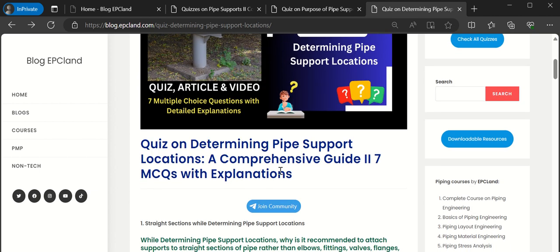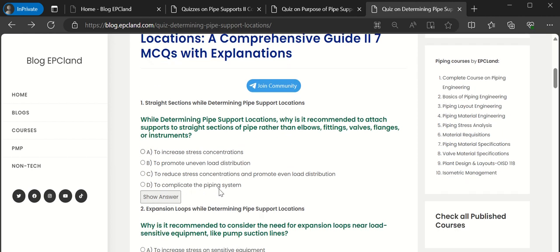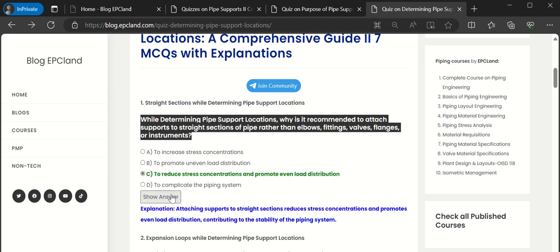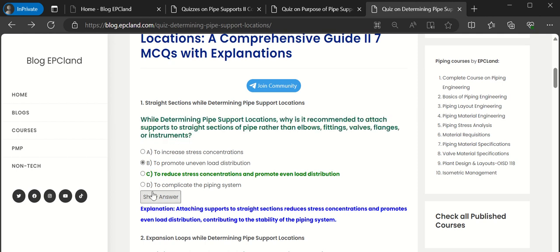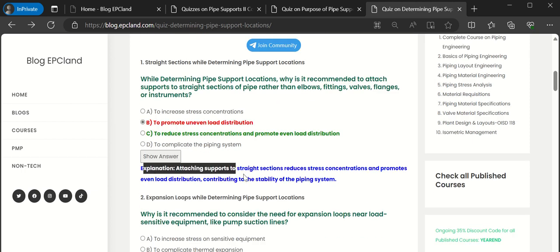As we talked about in the previous section, in this section also, if you go to this link, you will see a few multiple choice questions at the beginning. We can look into the question, and these are the options. Suppose you select any of these options and you click over show answer. If it is correct, then it will turn green. If you select any other option which is wrong, then it will become red in color. After that you can look into the explanation also.